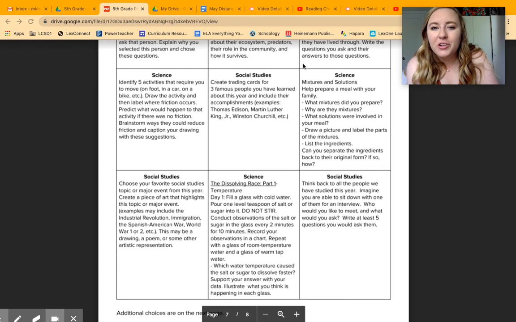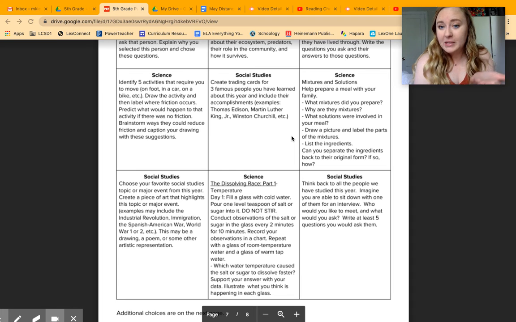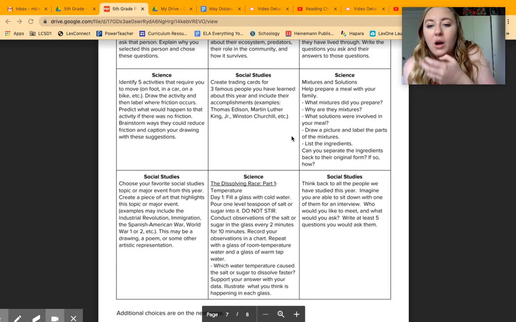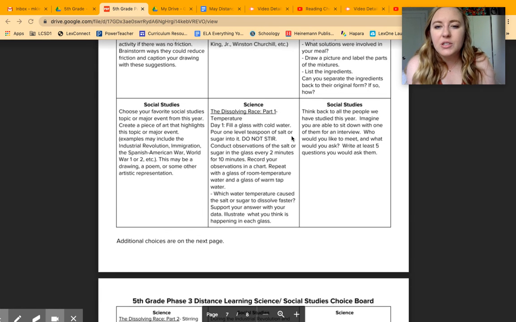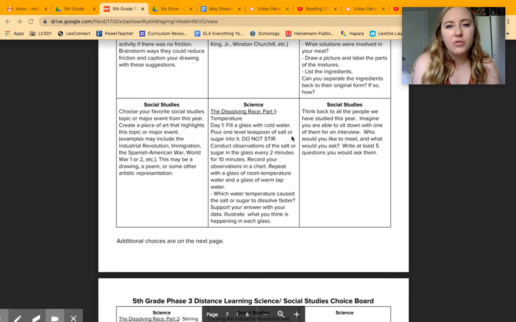Over here in science, you're going to review mixtures and solutions. You're going to help prepare a meal with your family and answer these questions. What mixtures did you prepare? Did you make lemonade? You made a mixture. Why are they mixtures? What solutions are involved in your meal? You're going to draw pictures, label the different parts, and list the ingredients that you used. And then answer, can you separate the ingredients back to their original form? So if you mixed a salad up, can you separate that all back to how it used to be? Maybe. Talk about it.